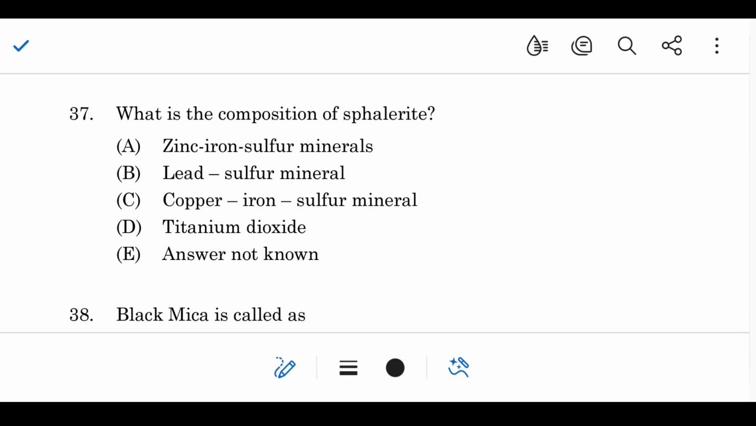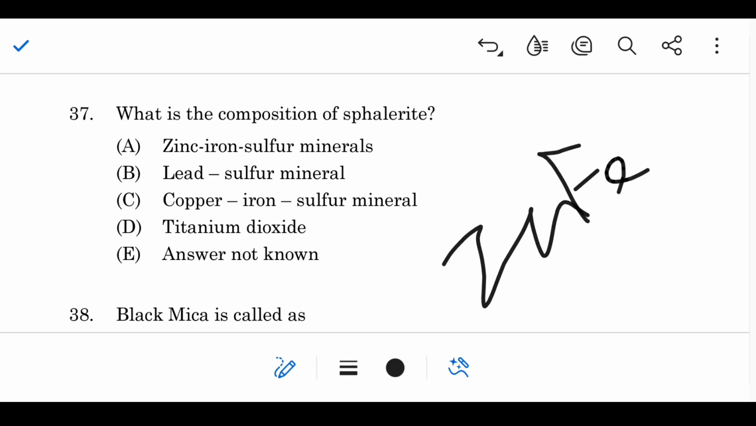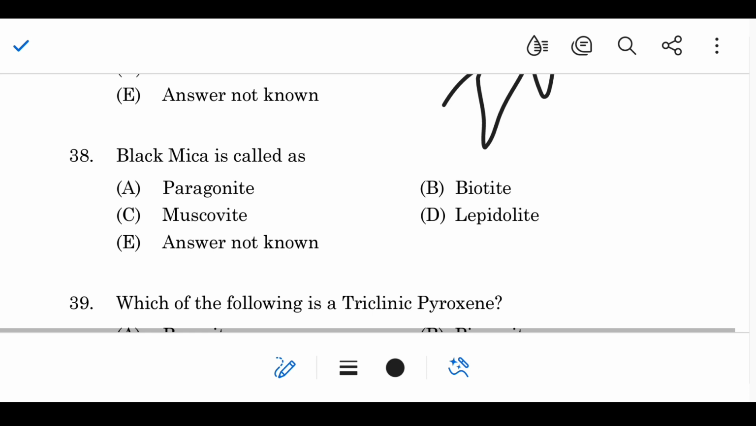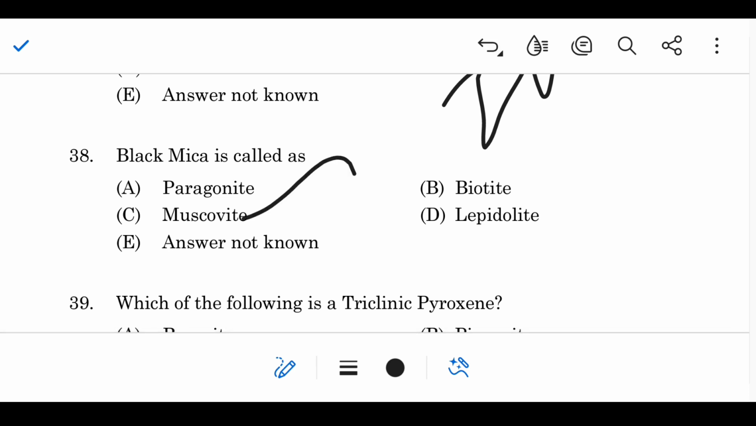What is the composition of sphalerite? We have also seen the match the following. We have seen zinc, iron, and sulfide. So sphalerite is an ore of zinc. So answer A is the correct answer. Black mica is called biotite. We have to see two types of mica: muscovite is white mica, biotite is black mica.